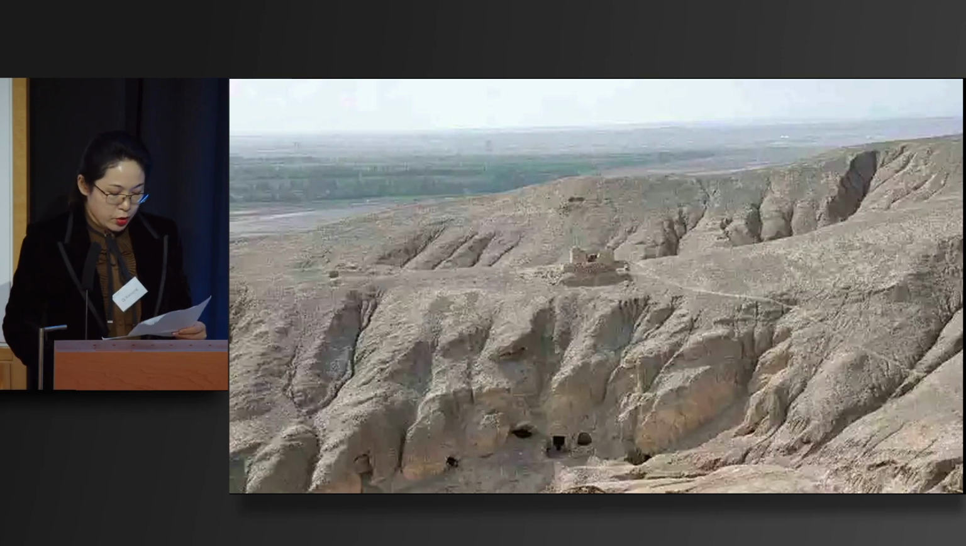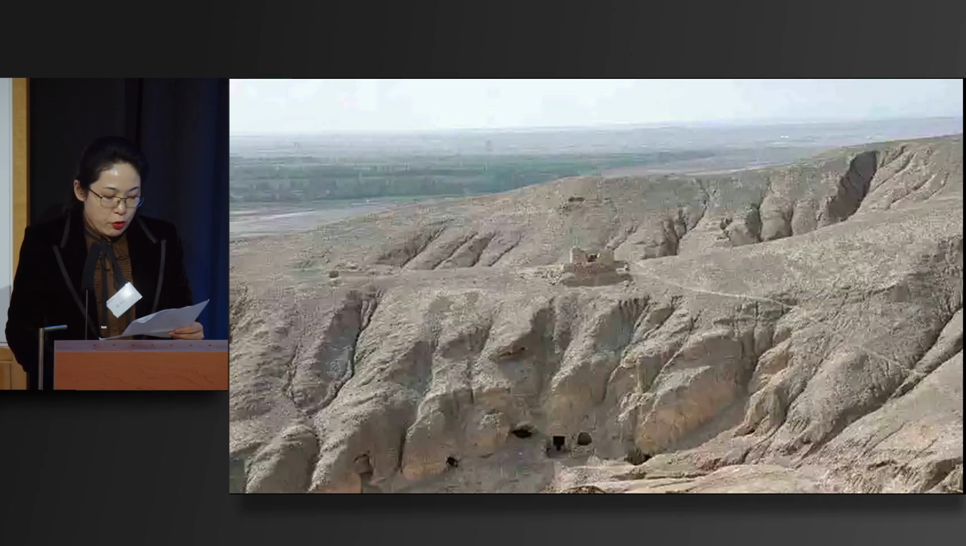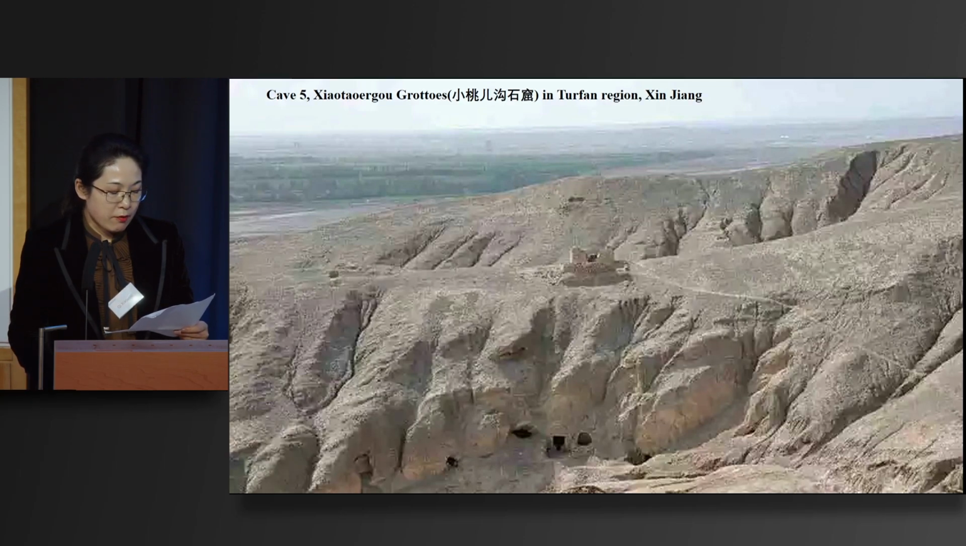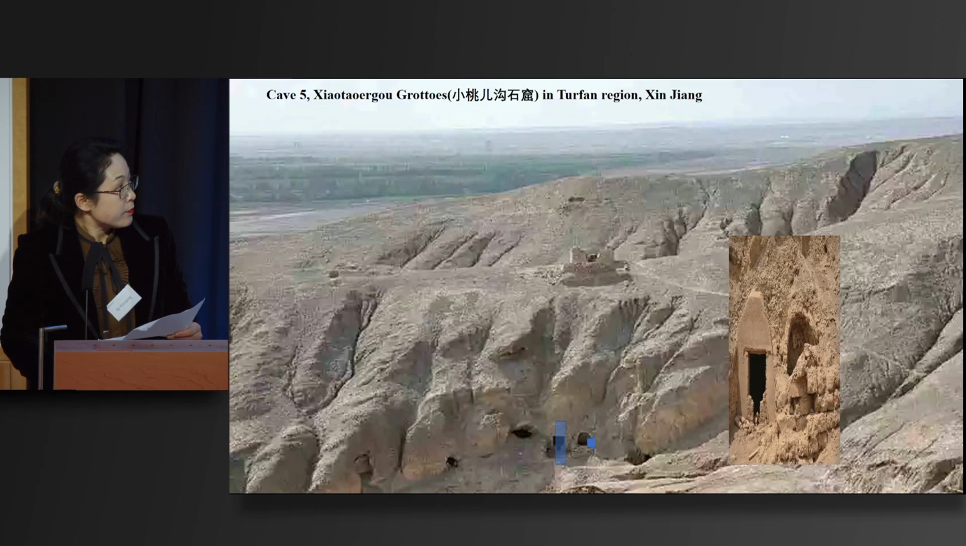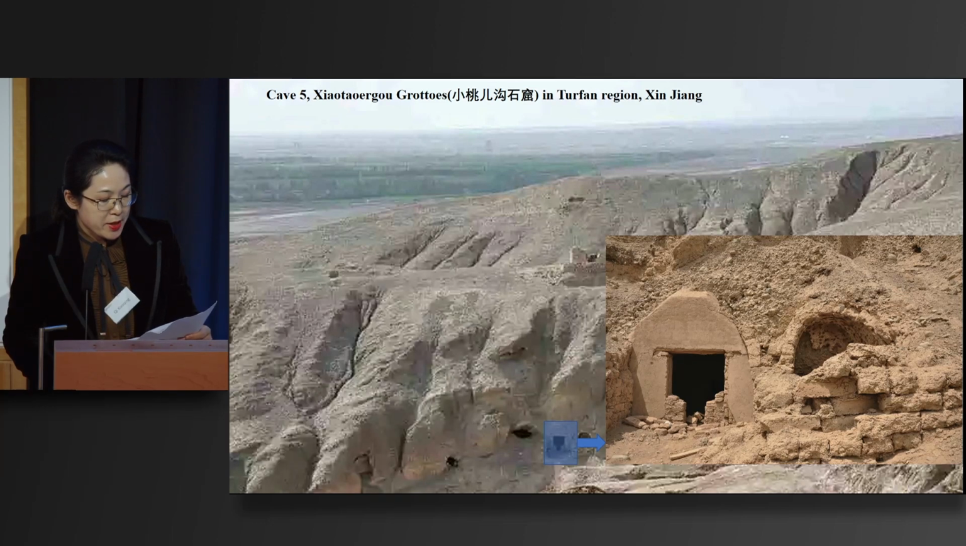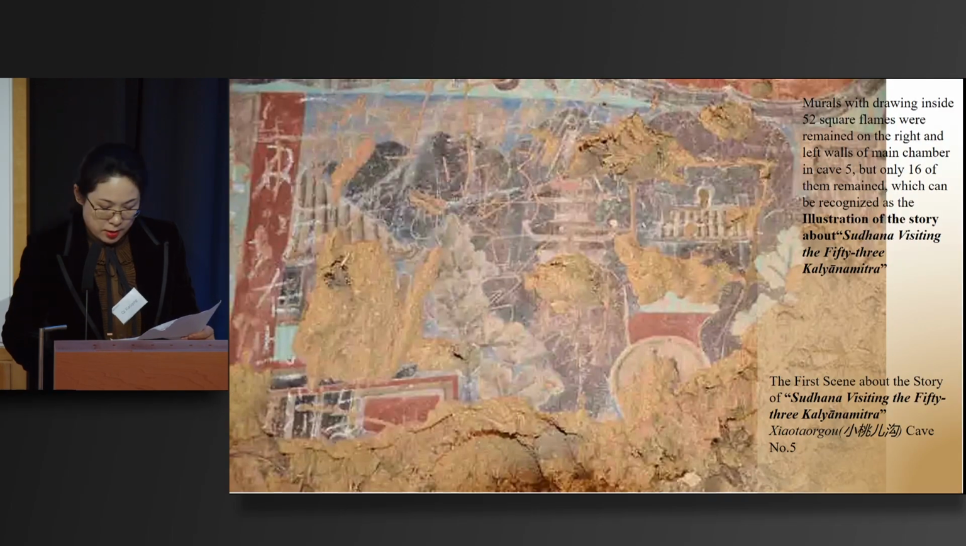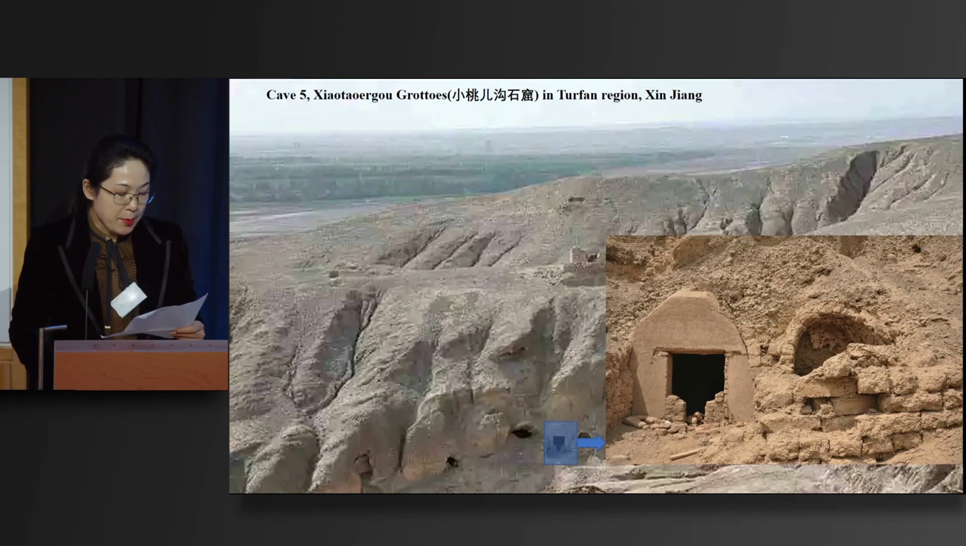This is the Turfan region, the Xiaotargo cave. In the Turfan region, Gruenwedel firstly recognized this cave complex and recorded the content of the murals and inscriptions of this cave in his report. This is an outlook of Xiaotargo grotto with 6 caves remaining today. What I'm talking about is Cave number 5.